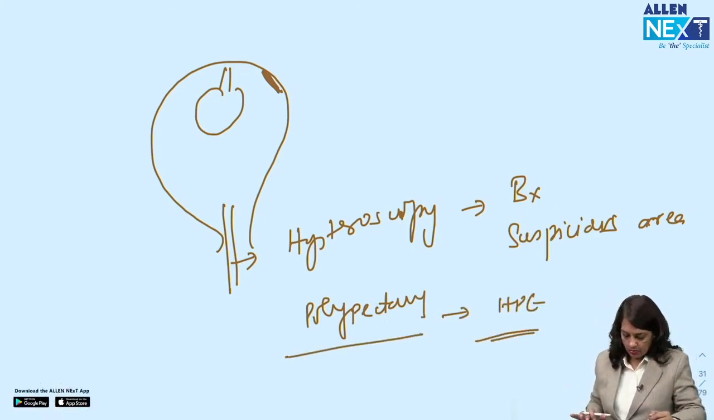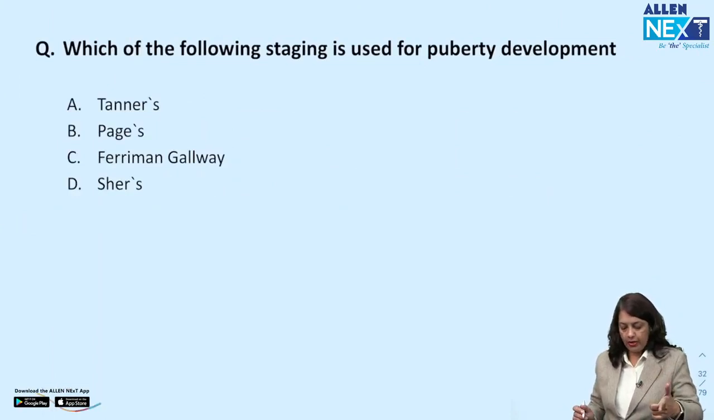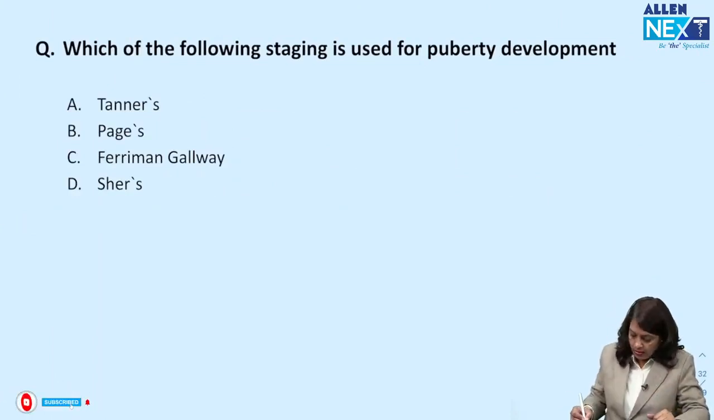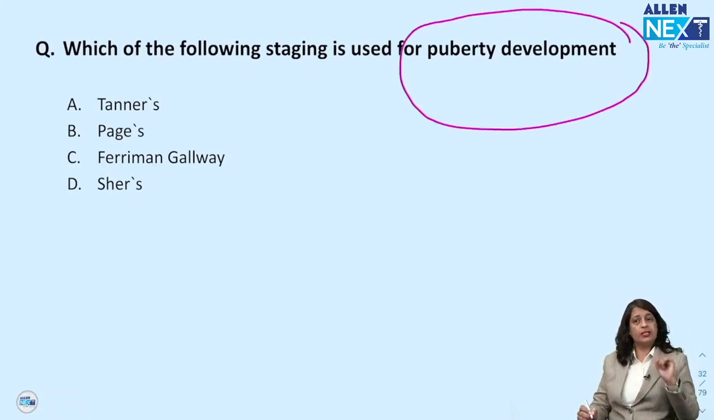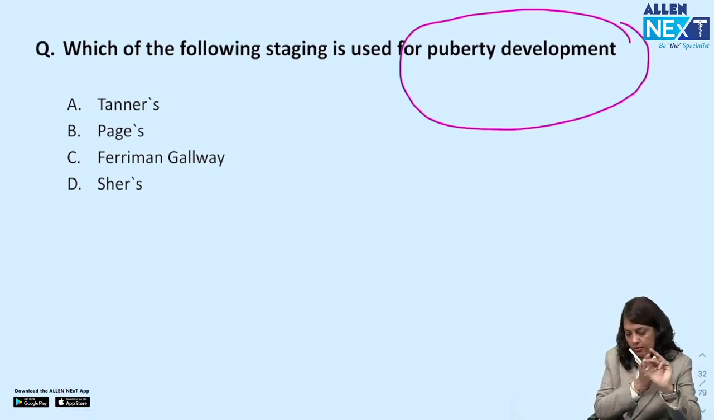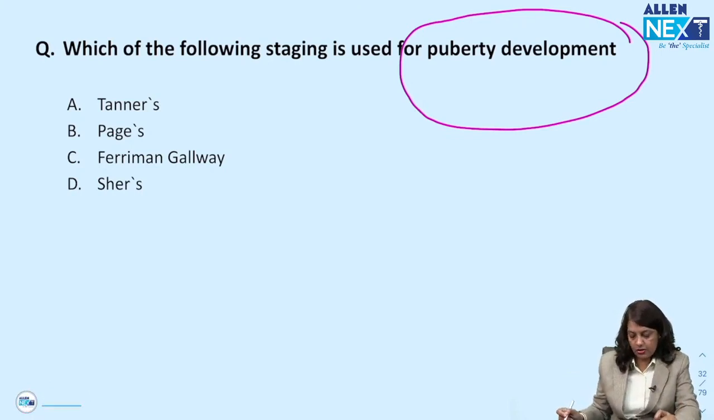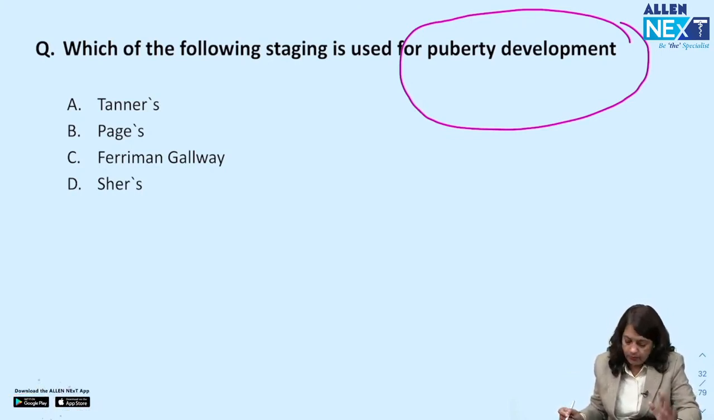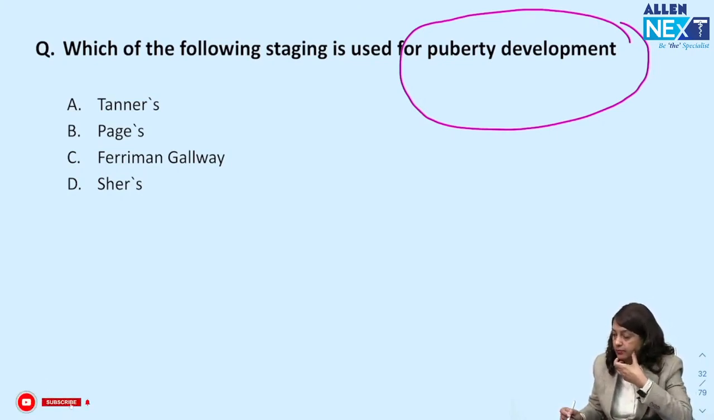ठीक है. Now next, which of the following is used for pubertal development? कौन सी स्टेजिंग हम यूज करते हैं प्यूबर्टल डेवलपमेंट के लिए? Tanner's, Page's, Ferriman Gallwey and Scher's. Which classification or staging is used for pubertal development? What is your answer? What is your answer? Dr. Kishore, Dr. Shubham?